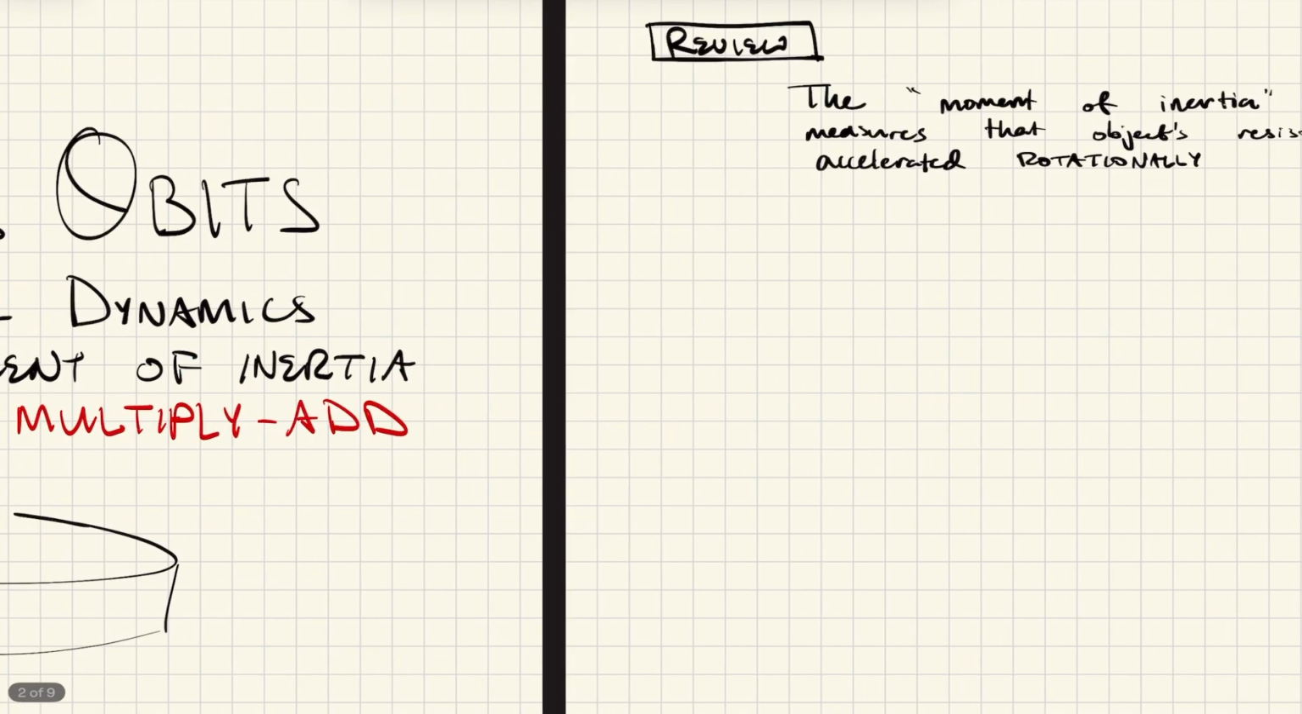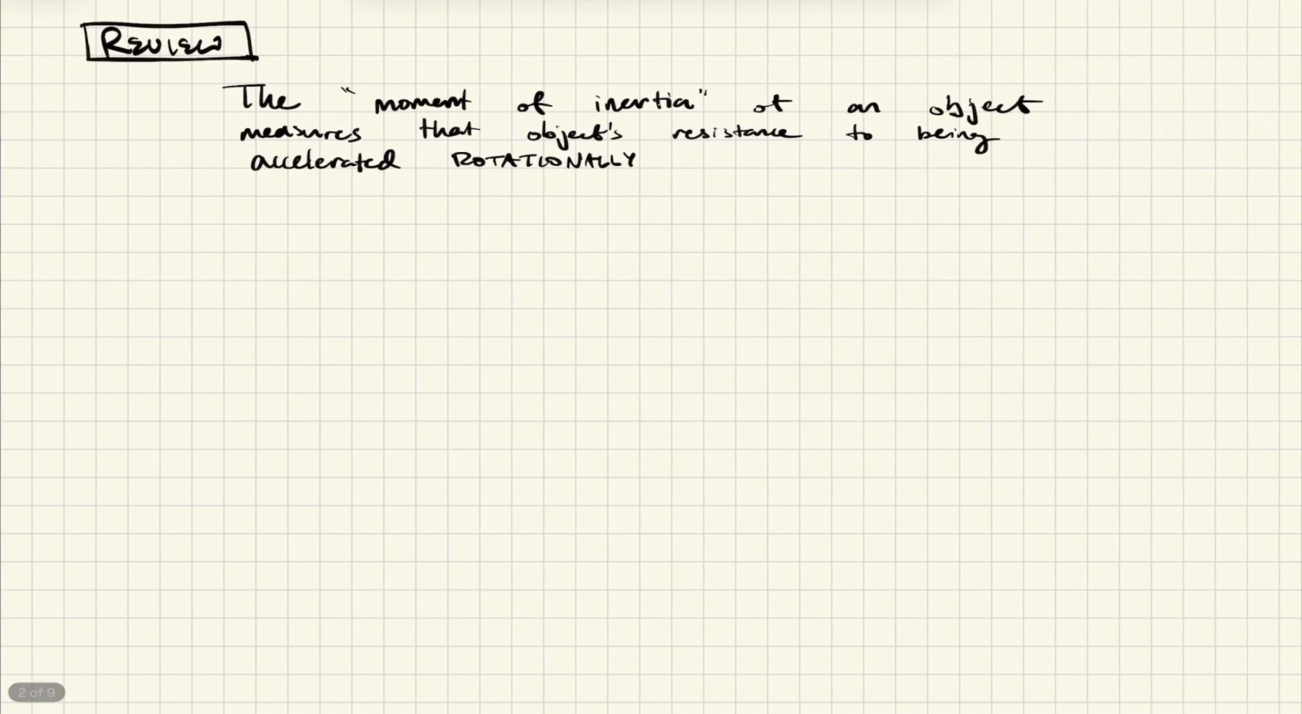And so let's start by doing a little bit of review. The moment of inertia of an object measures that object's resistance to being accelerated rotationally. This is kind of a lot, but what I want you to remember is that this is really analogous to what mass tells us about translational acceleration.